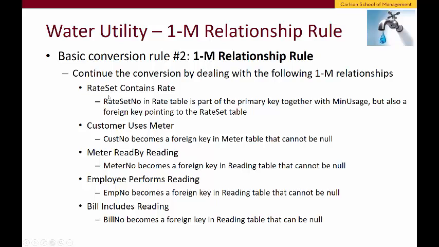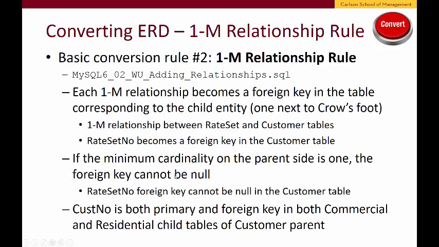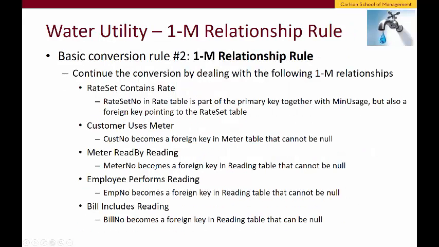Rate set contains rate, and there are some comments here regarding the weak entity and the fact that the rate set number in the rate table is a primary key together with min usage. We already talked about that, but it's also a foreign key that's pointing to the rate set table, so it has a dual use. Then for customer uses meter, meter read by reading, and employee performs a reading, these foreign keys, customer number, meter number, and employee number, cannot be null, because the parent table has a minimum cardinality of 1, as pointed out on a previous slide.